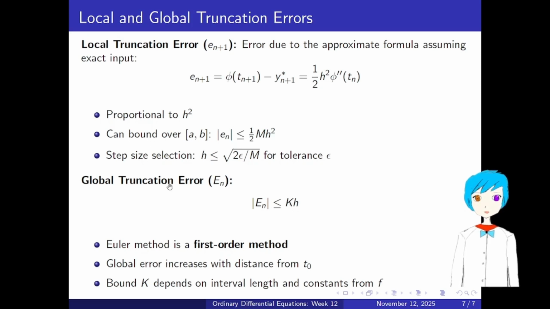So the global truncation error can be derived from this local truncation error, and they also may require some additional stability conditions.